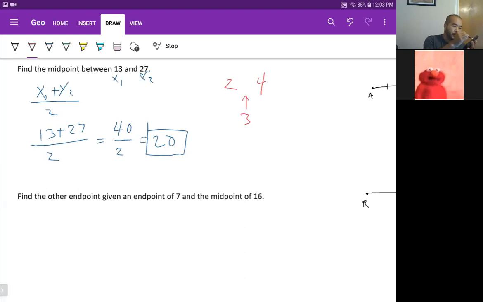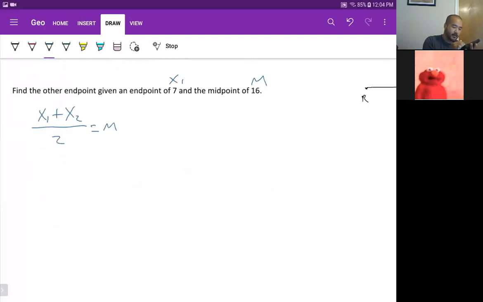Another way you might run into midpoint questions is if you're given the endpoint. Look at this one, here's the formula: x1 plus x2 divided by 2 equals the midpoint, and we found the midpoint was 20. So let's take the same formula. This time you have a midpoint of 16 and an endpoint of 7. So it's going to be 7 plus x2 divided by 2 equals 16.